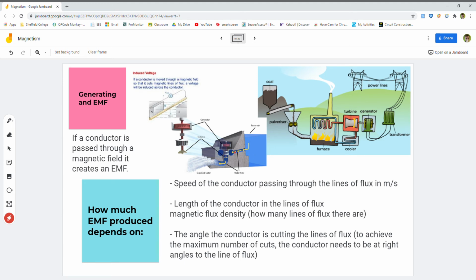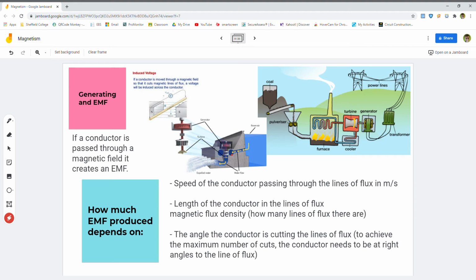However, the more modern and much cleaner way of doing it is using renewable energy sources. In this circumstance, I've got a picture of a hydroelectric dam. Basically, the water that's being stored by the dam passes through an assembly which goes through a turbine and turns that turbine. The turbine is then attached to a generator, and everything happens in much the same way as we do here.